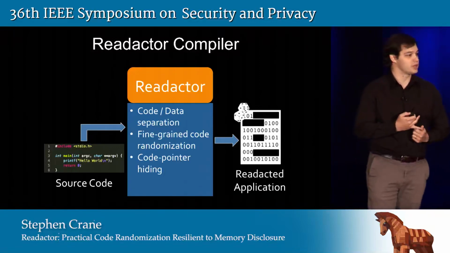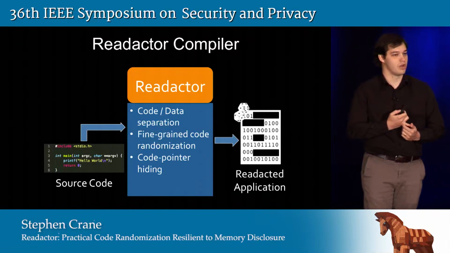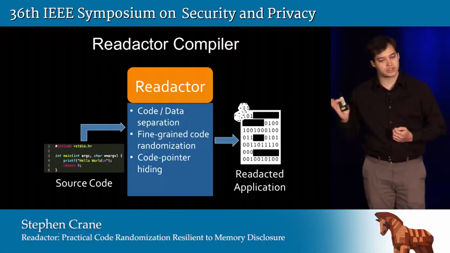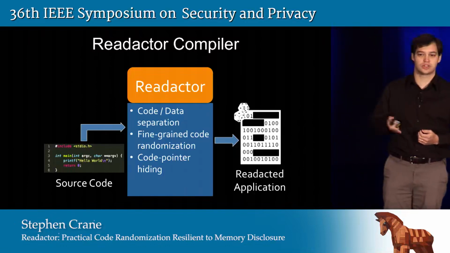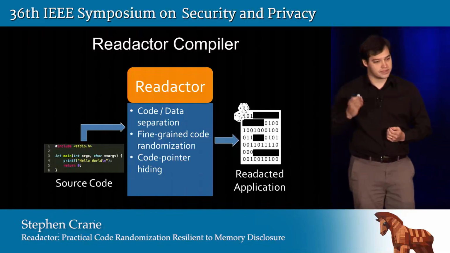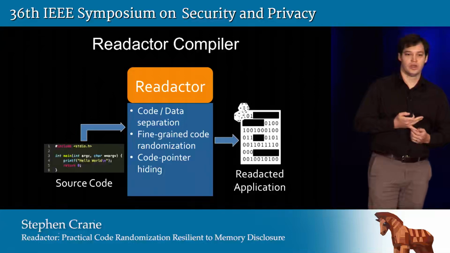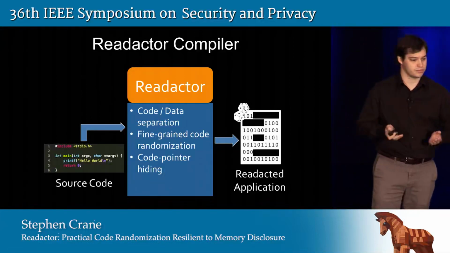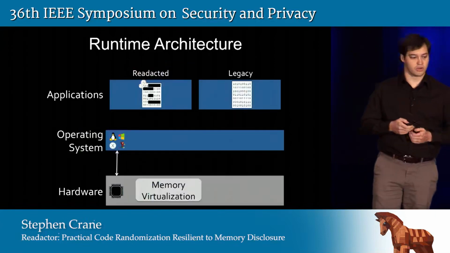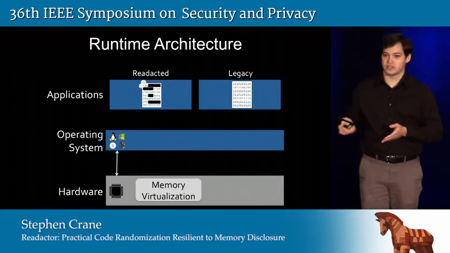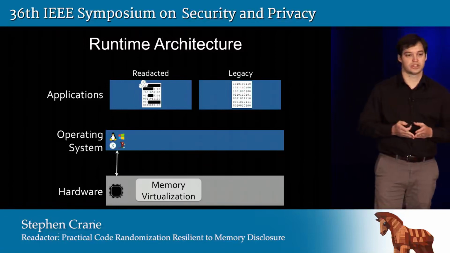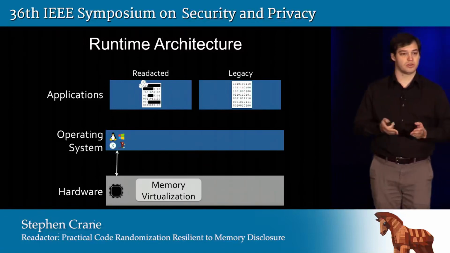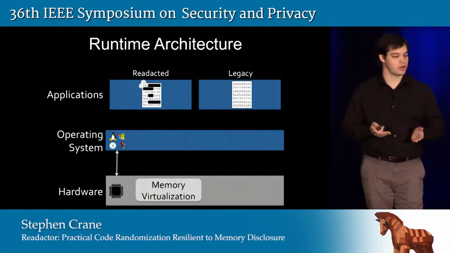And finally, we implement code pointer hiding in the LLVM compiler. We rewrite all code pointer address assignments, so assignments of code addresses into pointers instead point to trampolines, these direct jumps. At runtime, we take what we call a redacted application that we compiled using our modified compiler, and we implement execute-only memory in hardware.